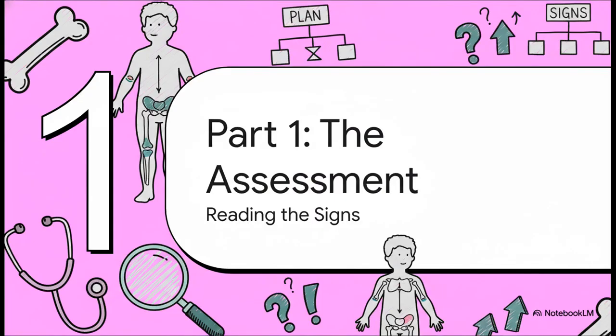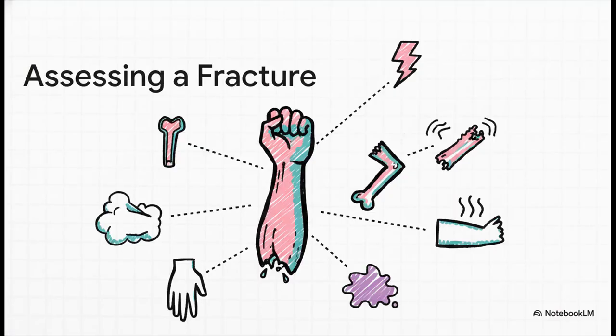So that brings us right into part 1, the assessment. You guys, getting this part right is everything. It's the foundation for your entire plan of care. You've got to think of yourself as a detective, piecing together the clues the body is giving you. So let's circle back to our kid from the monkey bars. You're running through a mental checklist for a fracture. You're looking for the obvious stuff, right? Pain, a clear deformity, and swelling.